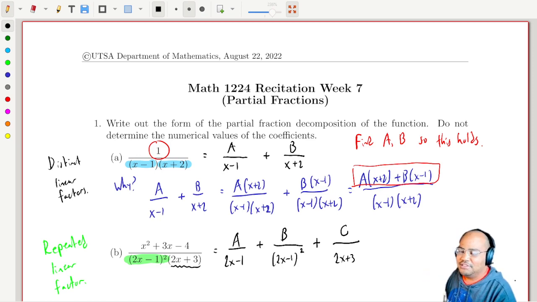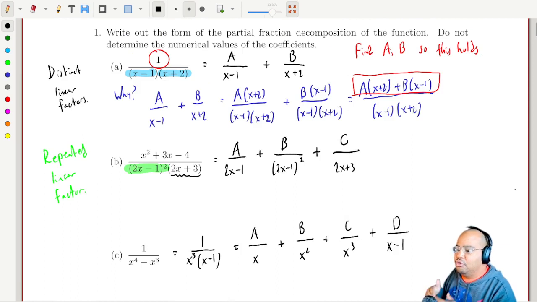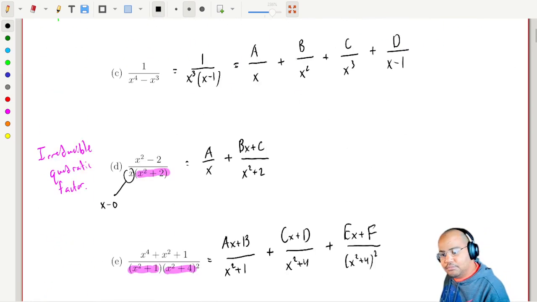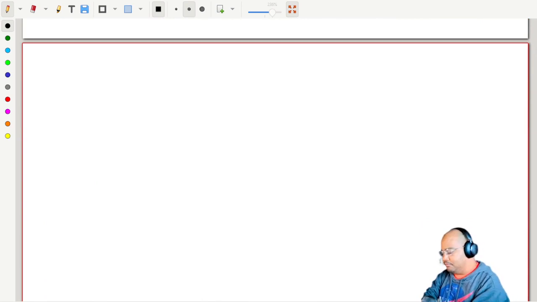So in all of these, except for E, because that one has a lot of unknowns, that one has 6 unknowns, A, B, C, D, E, and F. What we're going to do is describe the procedure on how you actually solve for these coefficients, A, B, and so on. So let's jump into the first one here. I have my notes off to the side. Let's see how we can do partial fractions.